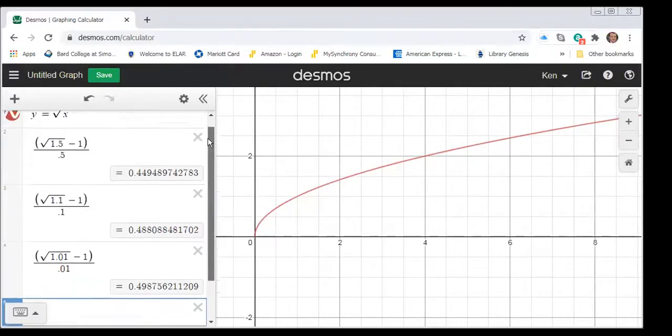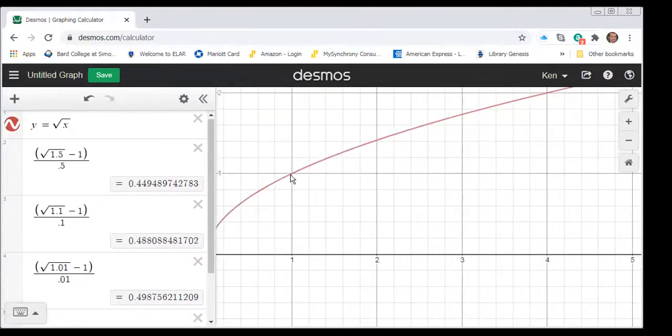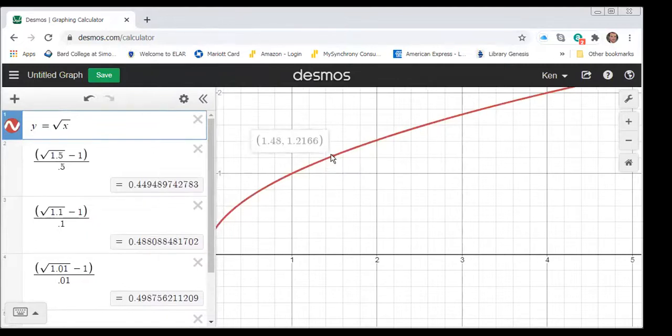So here's the graph of y equals the square root of x. To calculate the average rate of change from 1 to 1.5, on that interval, I want to take the change in y over the change in x. So that's going to be the square root of 1.5 minus the square root of 1, divided by 1.5 minus 1, which is just 0.5. Calculate that out to 0.4494, and so on and so forth.